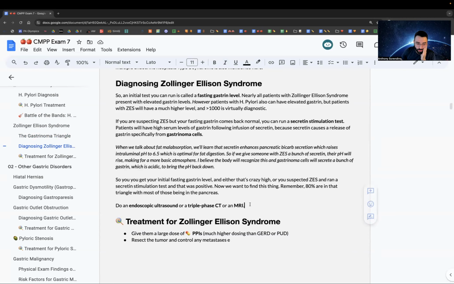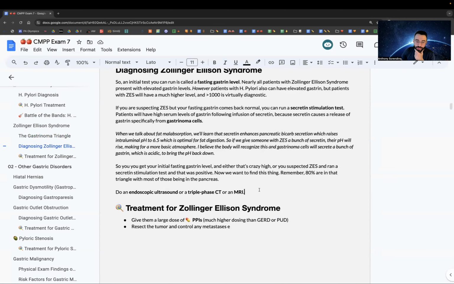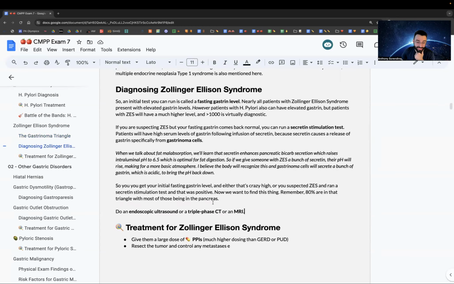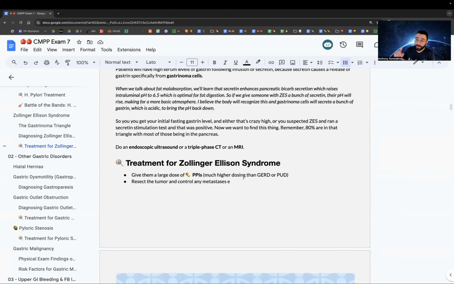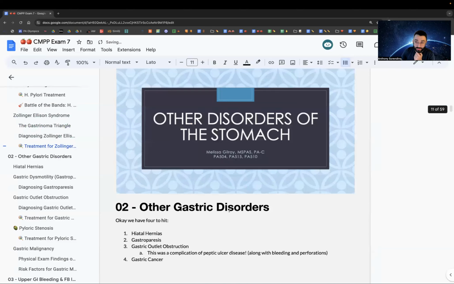All right, so we can do an endoscopic ultrasound or something called a triple phase CT or an MRI just to look for this. It's going to most likely be in that gastrinoma triangle. To treat this, because it's just all of this acid, a large dose of PPIs. So large dose of PPIs, and then you can resect the tumor and control any metastases. That's it for the first one.